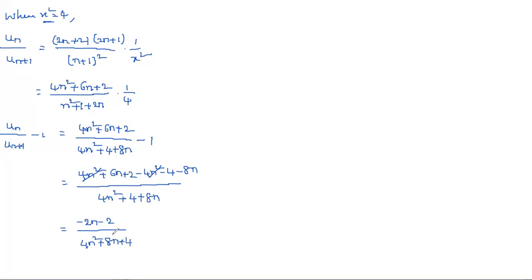And this is now n into (un by un+1 minus 1). So n into (un by un+1 minus 1) is equal to, if you multiply this, n into (minus 2n minus 2) by 4n square plus 8n plus 4. Now take n as common. If you want, you can take minus 2 also common. So minus 2n into n, and then what will we get?